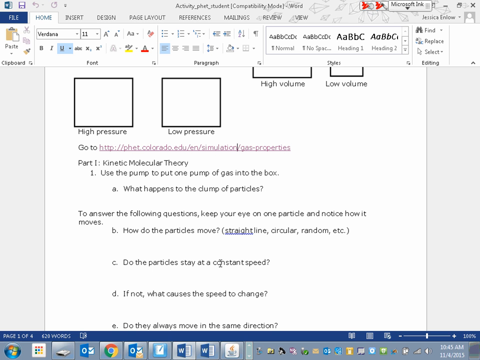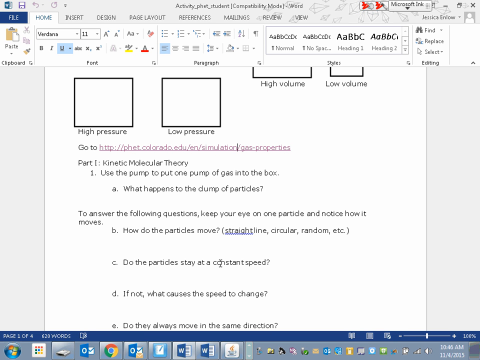What happens if you use the pump to add gas? I'm pumping the handle, pumping the handle, all the way to the top. I have more particles. So what happens to the clump when the temperature increases? You can bring down the freezes. Then it starts over, reset.